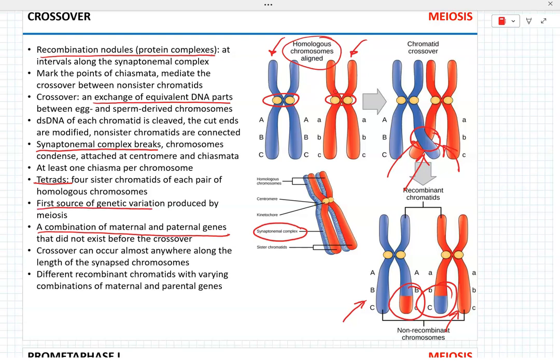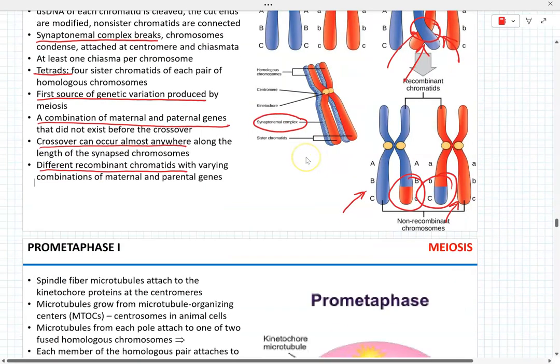So crossover is essentially the first source of genetic variation that meiosis produces. It can occur virtually anywhere along the synapsed chromosomes, and you can imagine how many different variations that can produce, resulting in recombinant chromatids with varying maternal and paternal gene combinations.